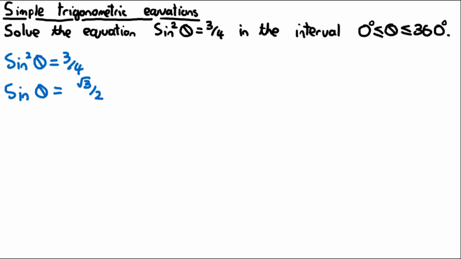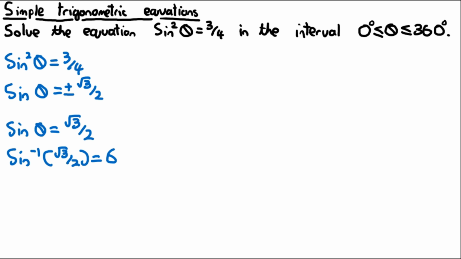However, one of the most important things you always need to remember is to consider the positive and negative square root. So it's sin theta is equal to plus or minus root 3 over 2. And we consider these two separately. So let's start with sin theta is equal to plus root 3 over 2, although we don't really need to write the plus. So we can do the inverse sin of root 3 over 2, which if you put to a calculator is equal to 60. And then we can draw a graph for this interval.